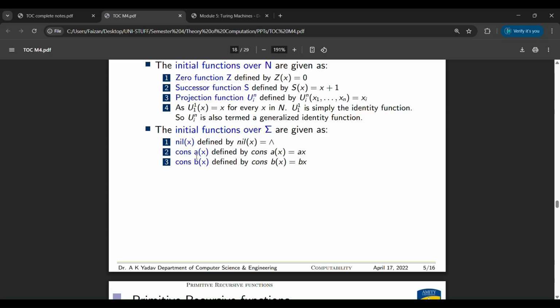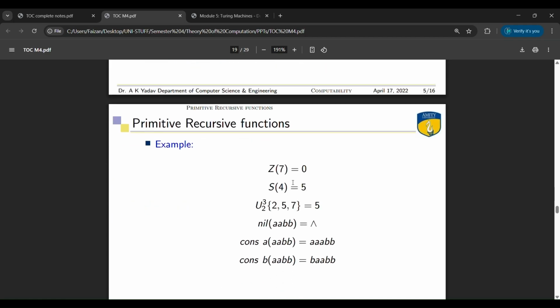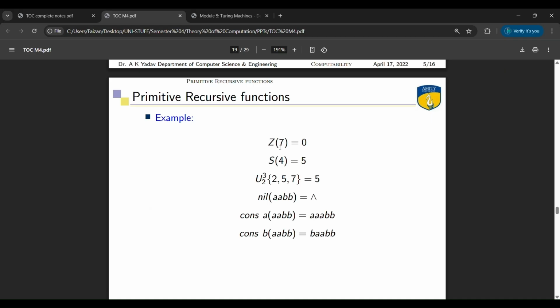For initial functions over sigma, we have a difference in the name. So nil(x) similarly gives you a null value, lambda or epsilon. Then cons_a(x), whatever you want to call it. I don't think it is constant, it's cons. We'll just go with it, which means with x you will add a before it, and similarly for b you'll add b before it.